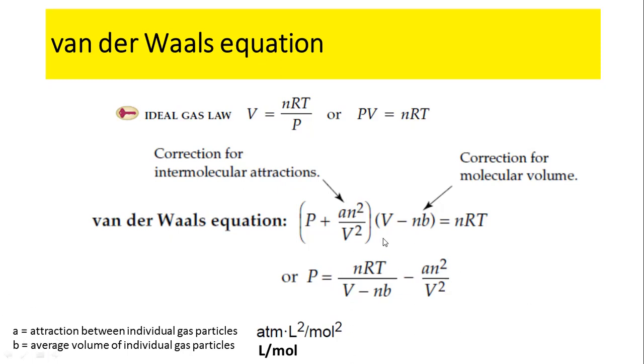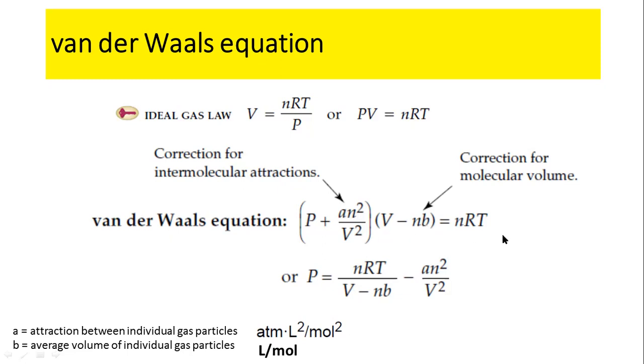Here again, small a and small b. a is the attraction between individual gas particles, and b is the average volume of the individual gas particles. These are the units of a and b. a has the unit atmosphere liter square per mole square. You can easily get the unit from this equation: when you solve it, a is P V square over n square. P is the pressure, V square is liter square, and n is the number of moles, n square, that's why it is mole square.